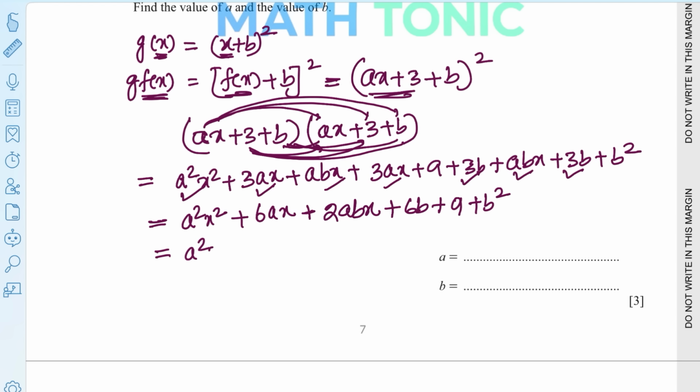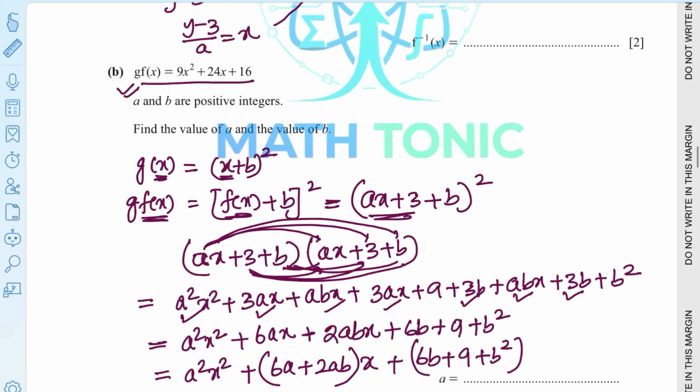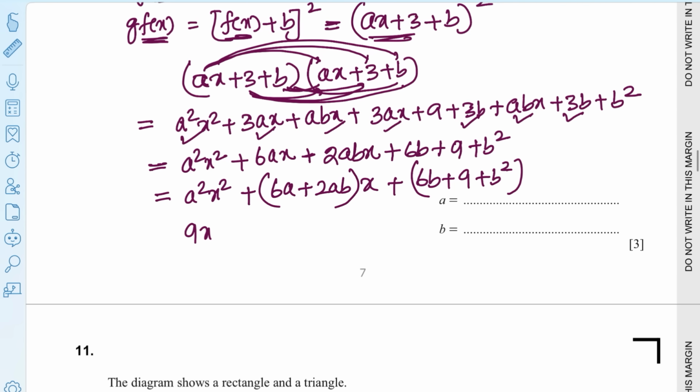Okay, so as per the output, if I take common 6a and 2ab, keeping x outside, and the constant one is 6b plus 9 plus b squared. Please check properly. Now the question is given that this is exactly equal to 9x squared plus 24x plus 16. Try to understand this. So what does it mean? That means your a squared equals 9, right? Your 24 equals 6a plus 2ab, right?